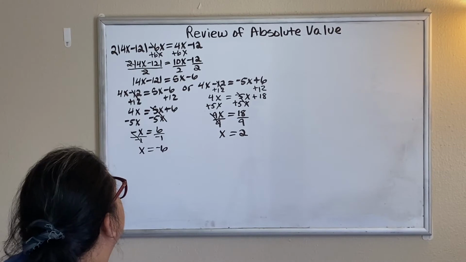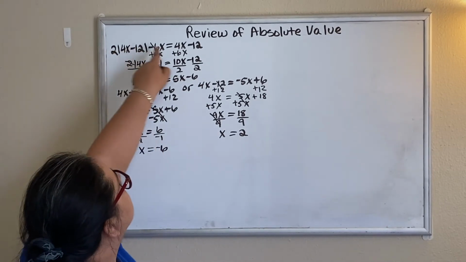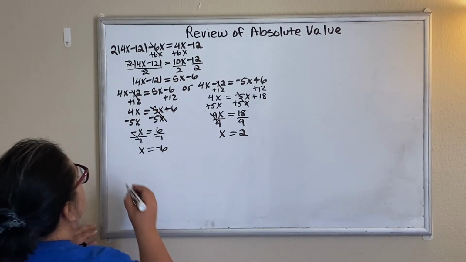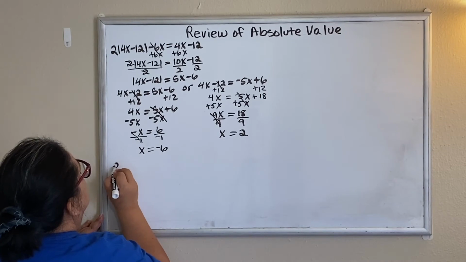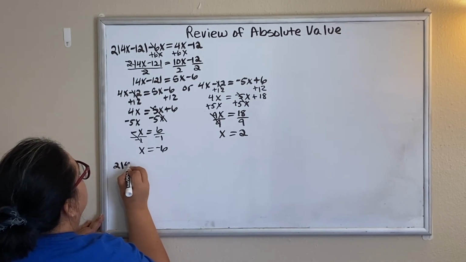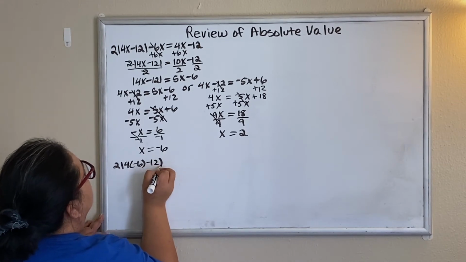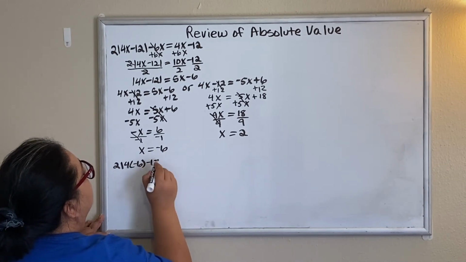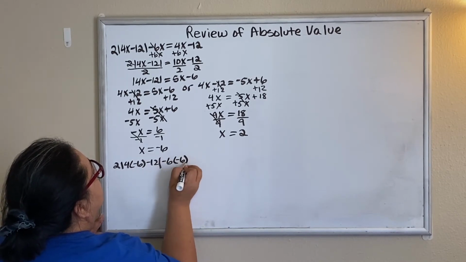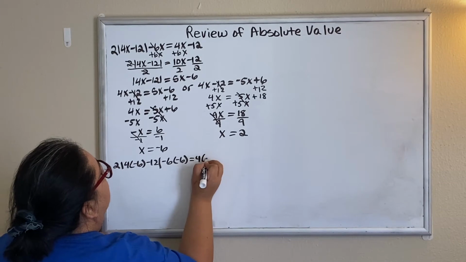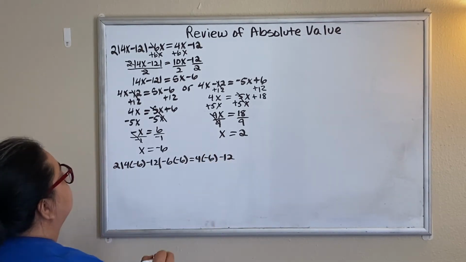So now we need to check both of these solutions. So I need to plug negative 6 into the original problem. So we're going to say 2 times the absolute value of 4 times negative 6 minus 12, close the absolute value, minus 6 times negative 6 equals 4 times negative 6 minus 12.